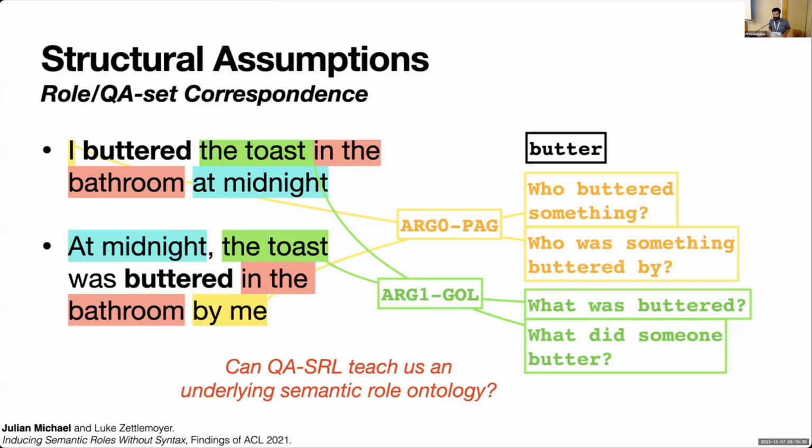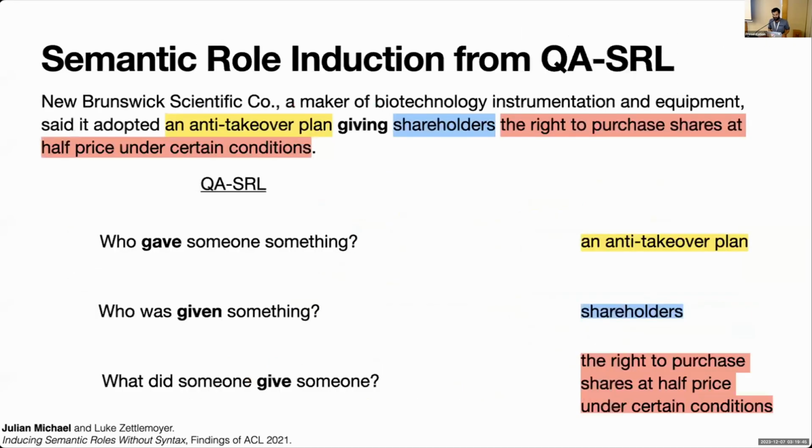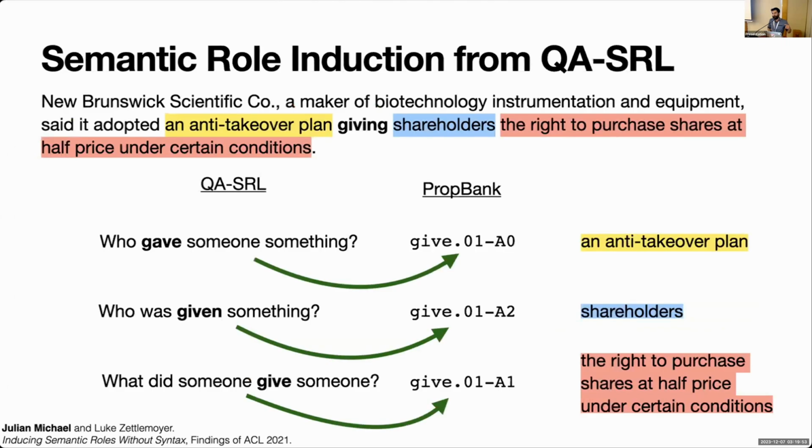We create QA-SRL data, and then we try to see, can it teach us an underlying semantic role ontology? So notice, this is step one: isolate and annotate the behavioral phenomena you want to study. The way I operationalize this task then is semantic role induction from QA-SRL. So I have some QA-SRL, I want to go to PropBank roles. And PropBank is not necessarily a gold standard here.